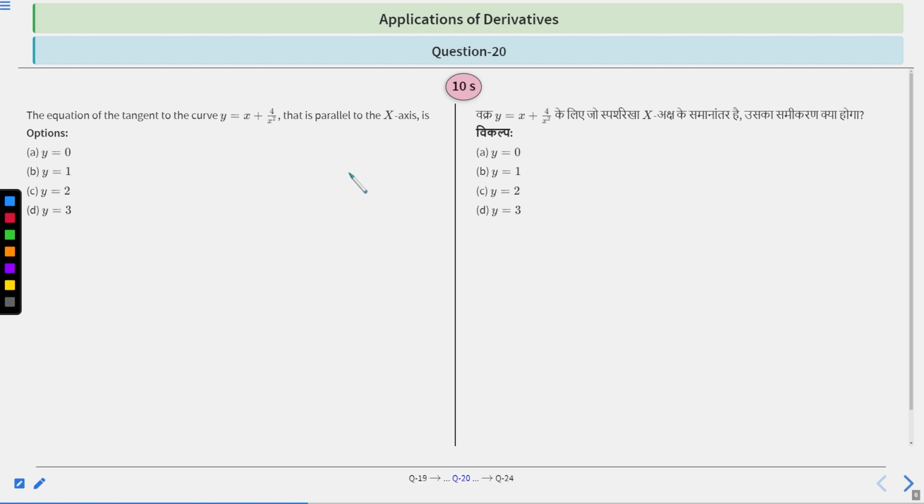So we have y in terms of x, so we can find dy by dx in terms of x. And we can put dy by dx equal to 0 and we will easily get the equation of tangent. So you have again 10 seconds to solve this question. After 10 seconds, we will discuss the solution.